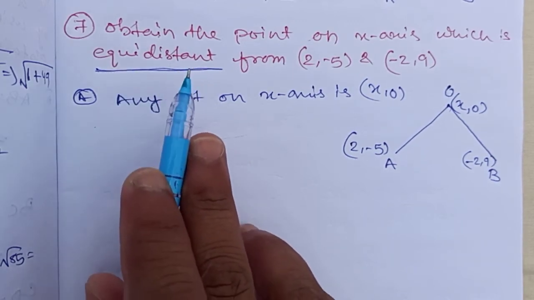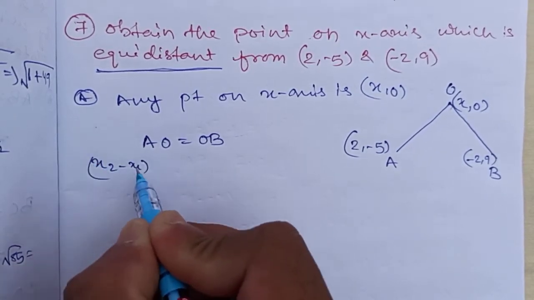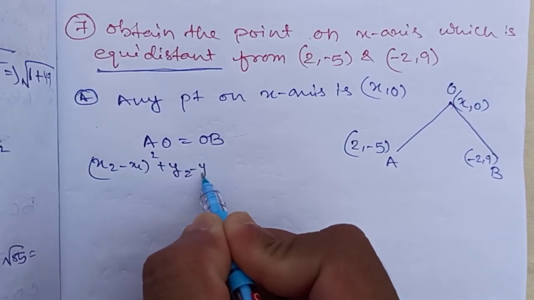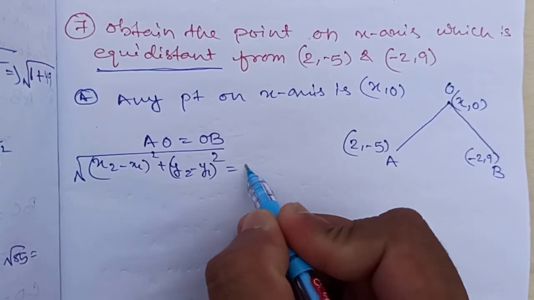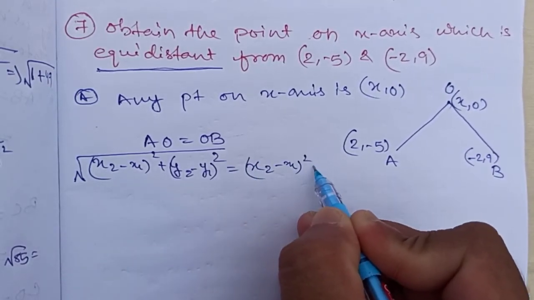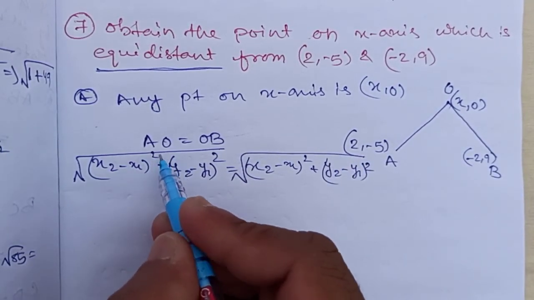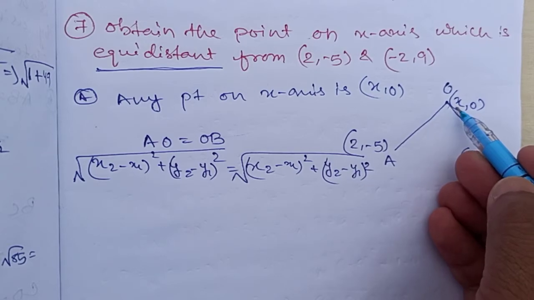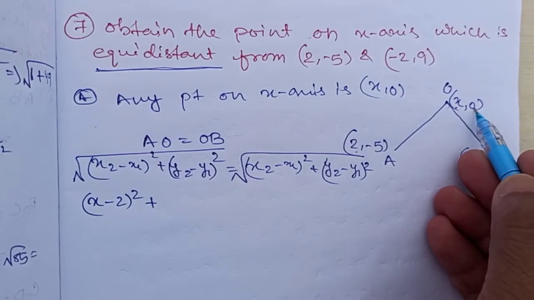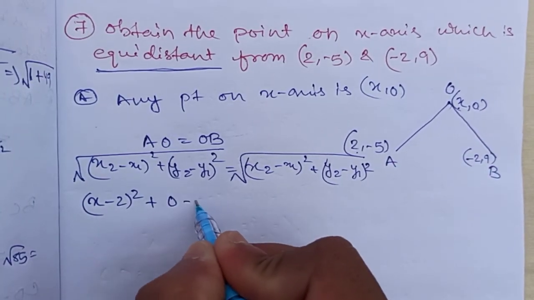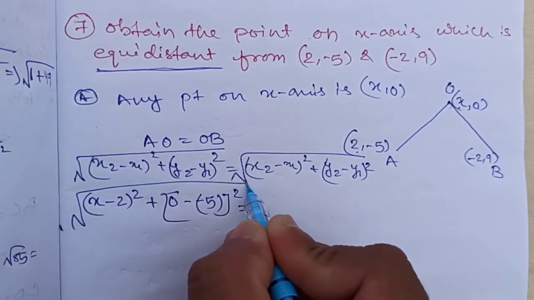Okay, equidistant means you have to use the distance formula. OA is the square root of (x2 minus x1) whole square plus (y2 minus y1) whole square. Similarly, the same formula for OB. Now the distance OA: x2 minus x1, that is (x minus 2) whole square plus (0 minus minus 5) whole square. Okay, this is the distance of OA.